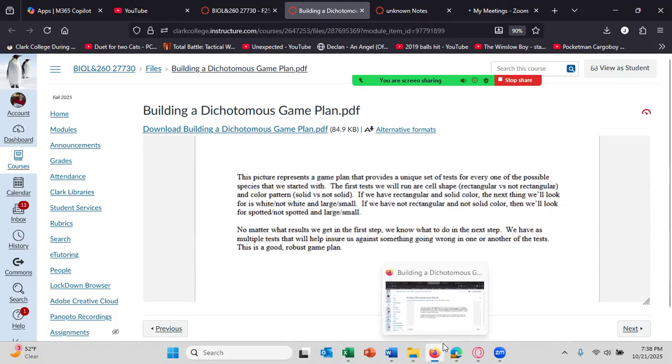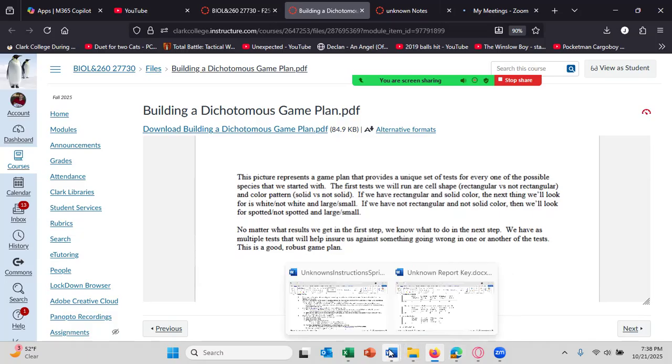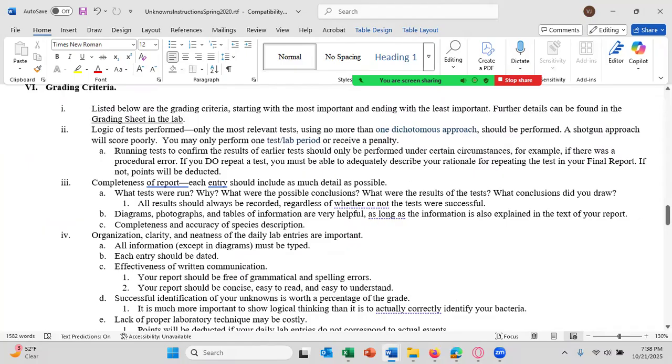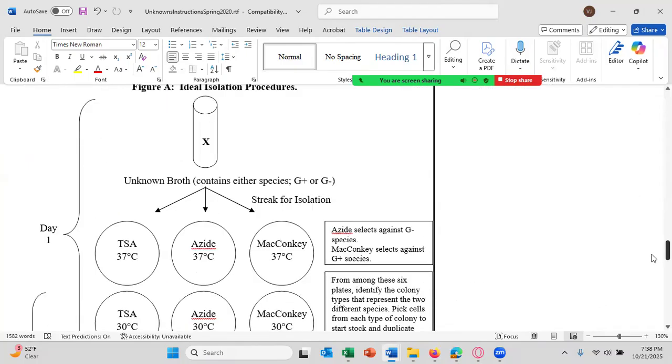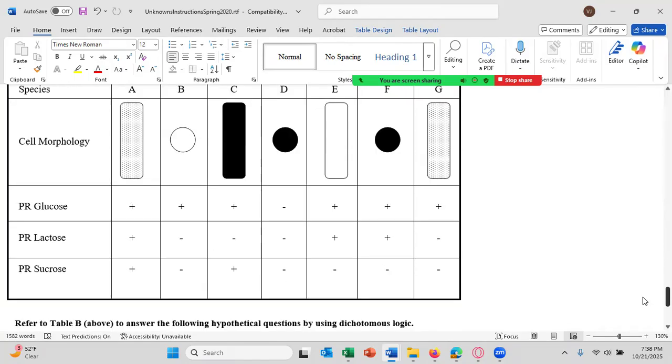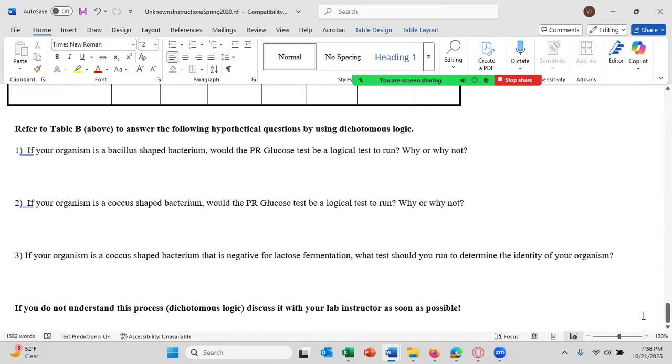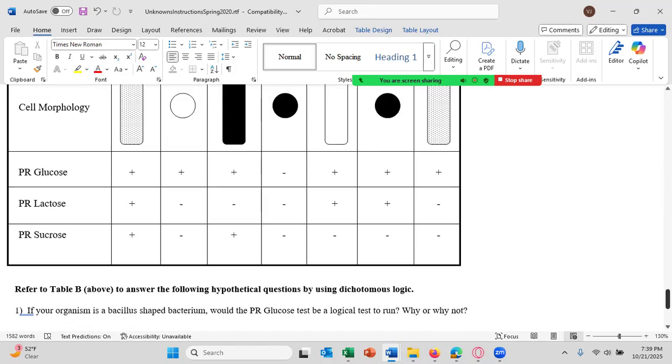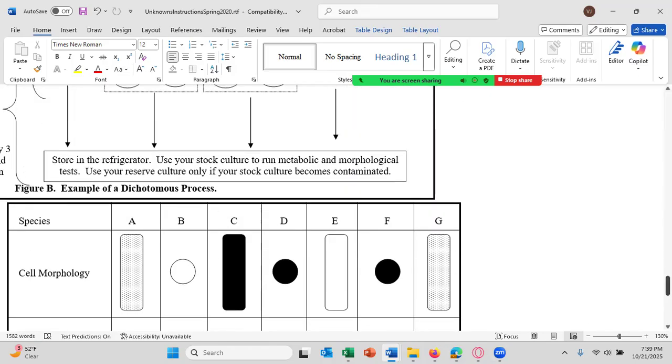And also on the last page of the instructions, it goes through dichotomous logic. I'll get back to that. I forgot about that. Going through a dichotomous example, you can go through this if you need help on following dichotomous logic, but you do not need to turn these questions in. So if you're perfectly comfortable with dichotomous logic, you do not need to answer these questions and turn it in or go through this example.